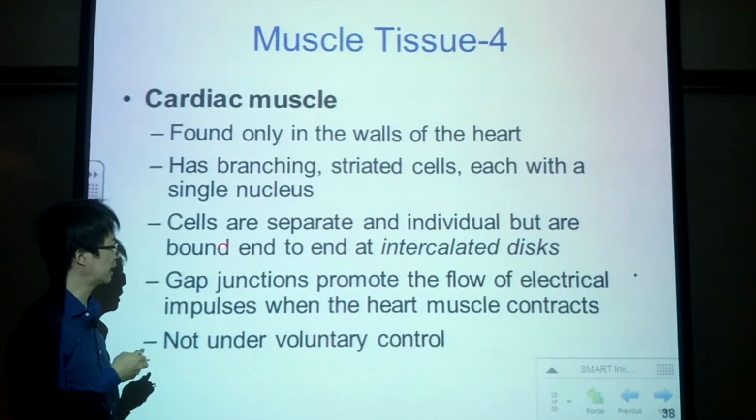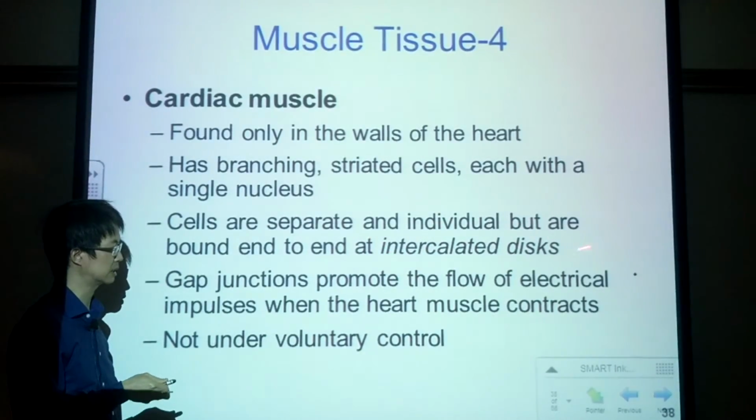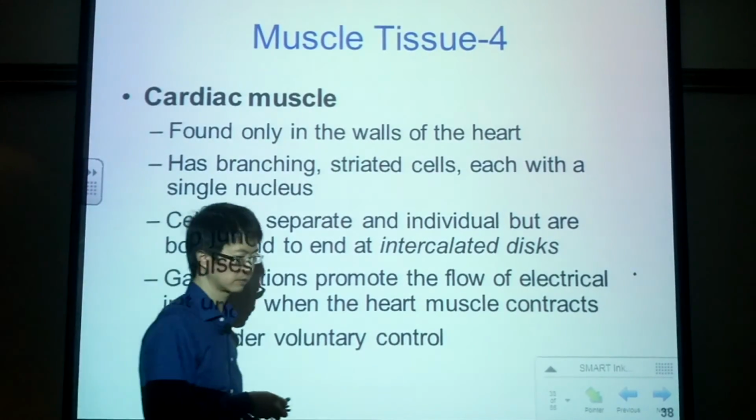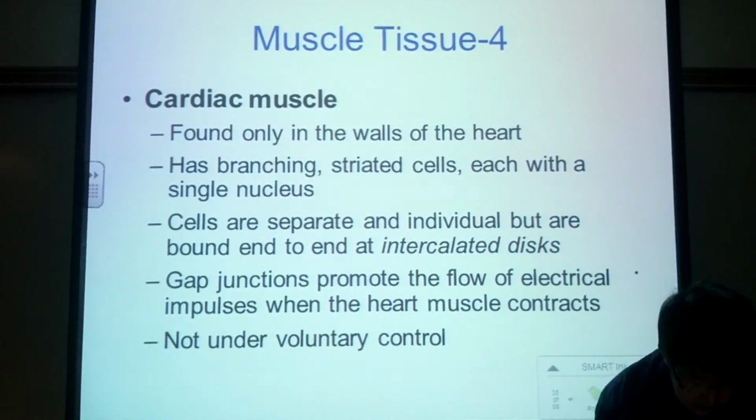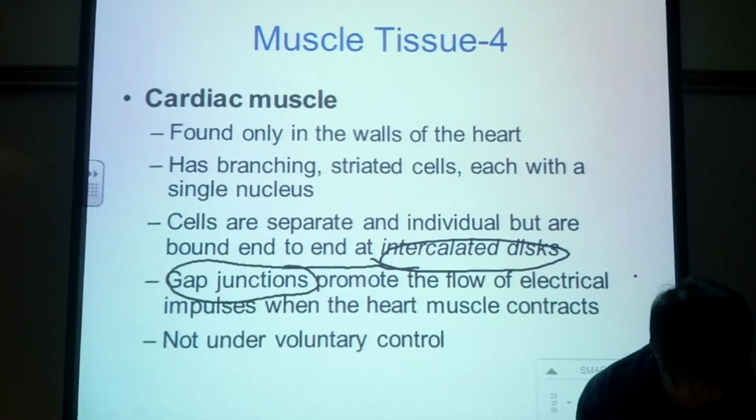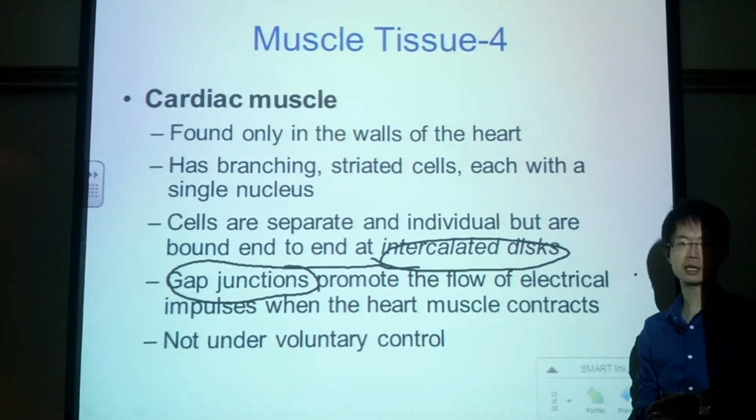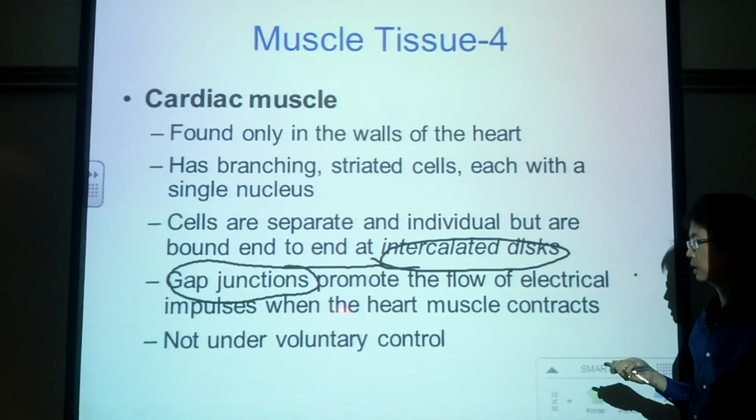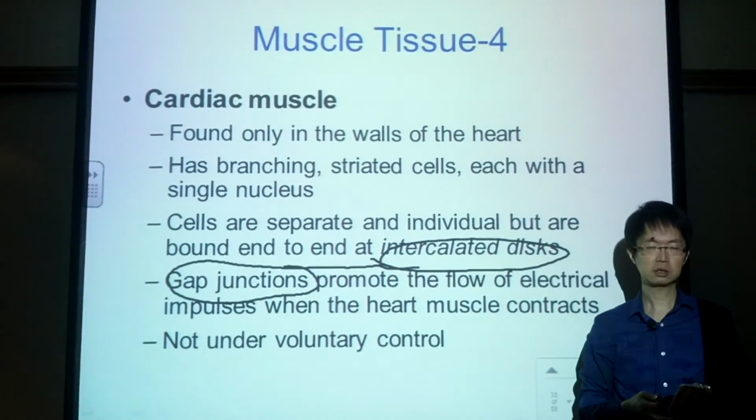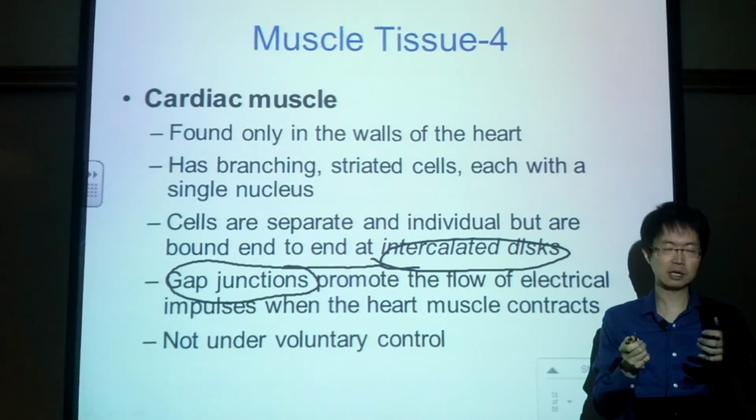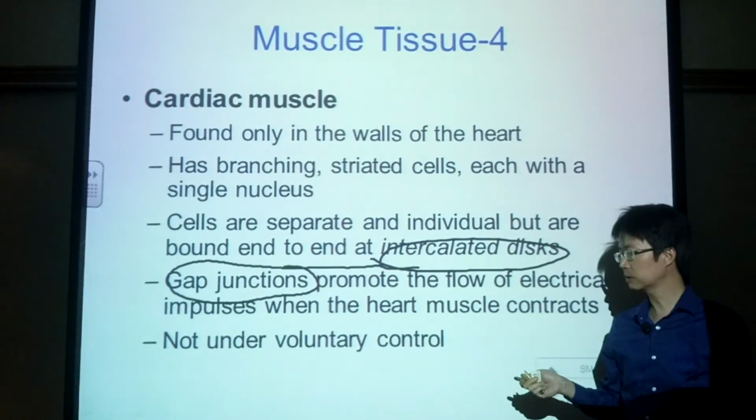In the branching, they have something called the intercalated disc. Intercalated disc has the gap junction. They have the gap junction here. The gap junction is located in the intercalated disc, so that the electrical impulses in the heart go from muscle to muscle very fast, so that all the heart muscles can contract as one single unit. And also they are involuntary.